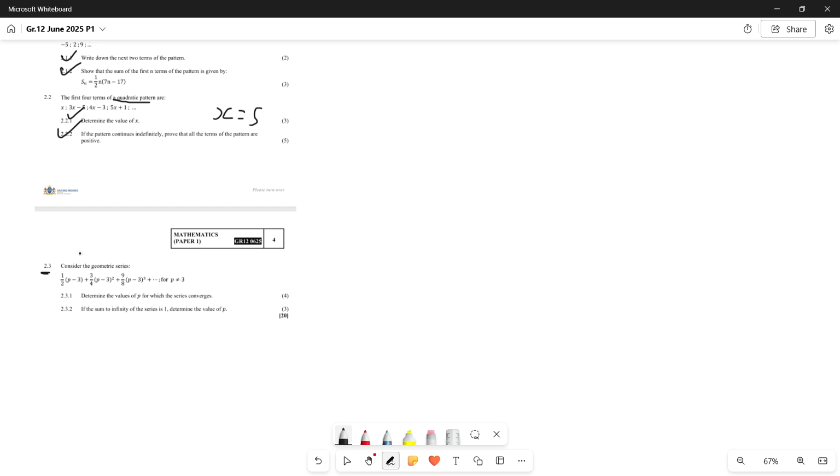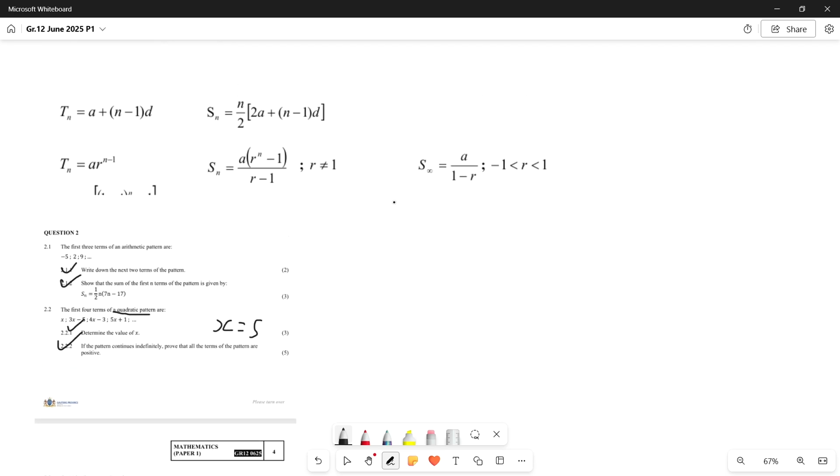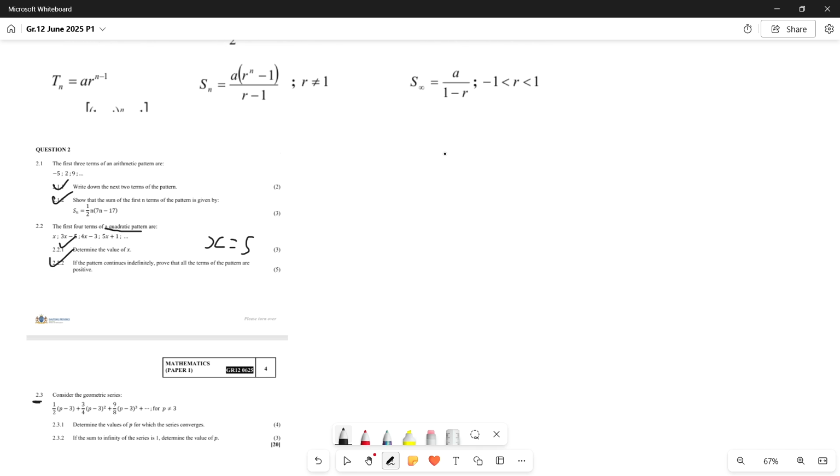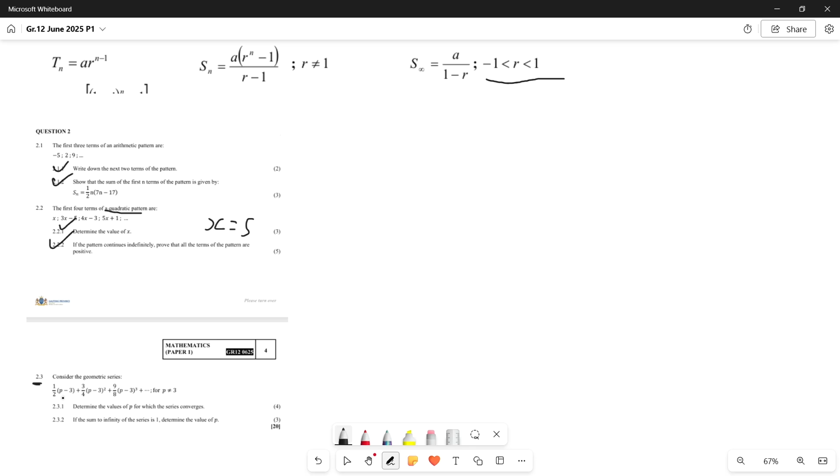So question 2.3, it is saying consider the geometric series. So 2.3.1, it says determine the values of p for which the series converges. So when we are dealing with something converging, it means we are dealing with this formula, a sum to infinity. As we'll see in 2.3.2, if the sum to infinity of the series is 1, determine the value of p. But when they are talking about converging, they are talking about this inequality over here. So determine the values of p for which the series converges.